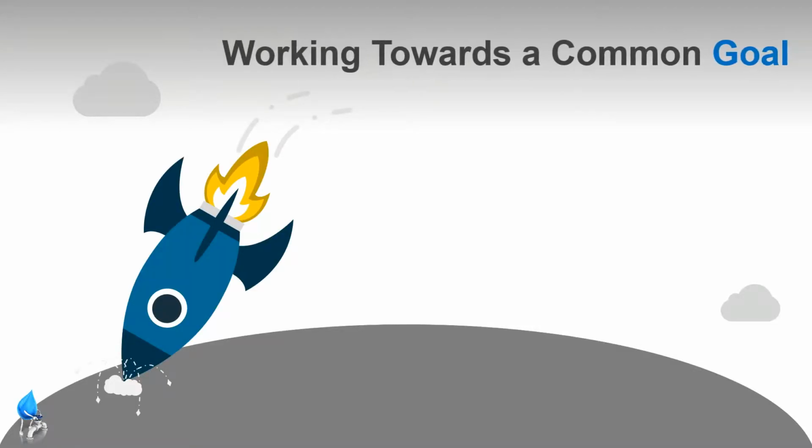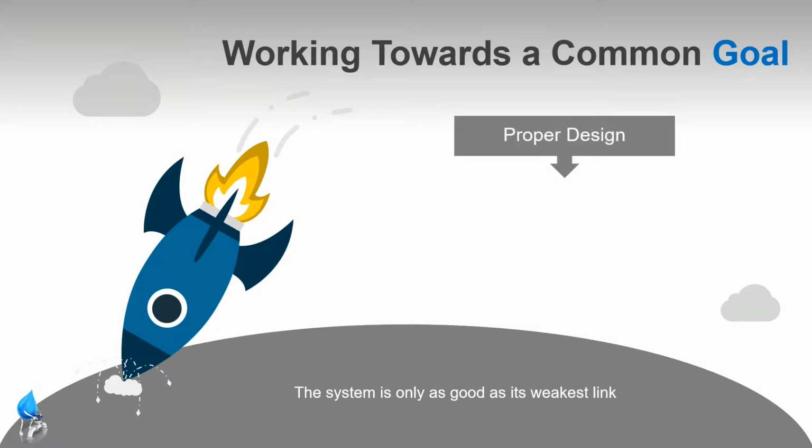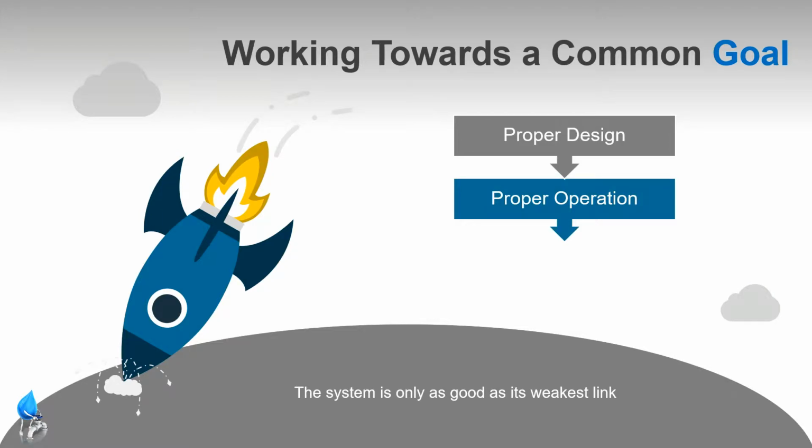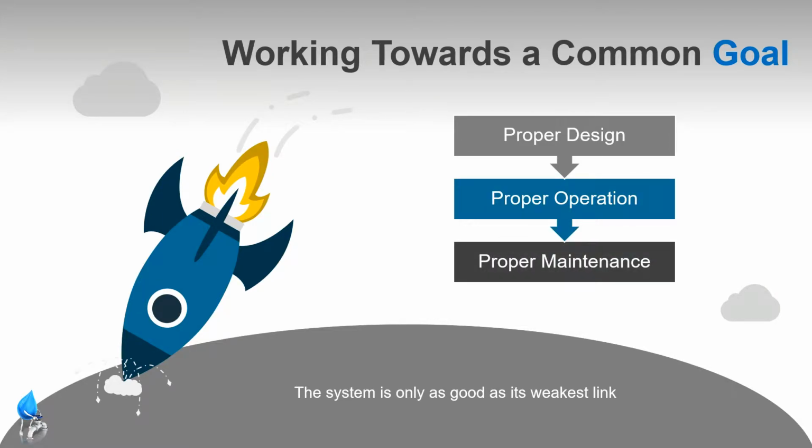Whether you are a plant operator, a civil engineer, mechanical or electrical engineer, you're all working towards a common goal when dealing with pump systems. You need to ensure that the system has properly been designed, proper operation and procedures follow, and proper maintenance is done, corrective and preventative. The system is only as good as its weakest link.